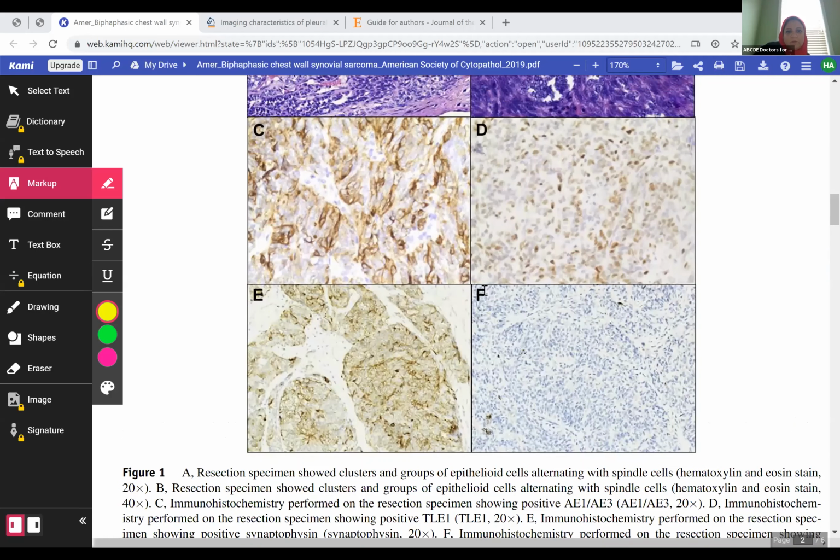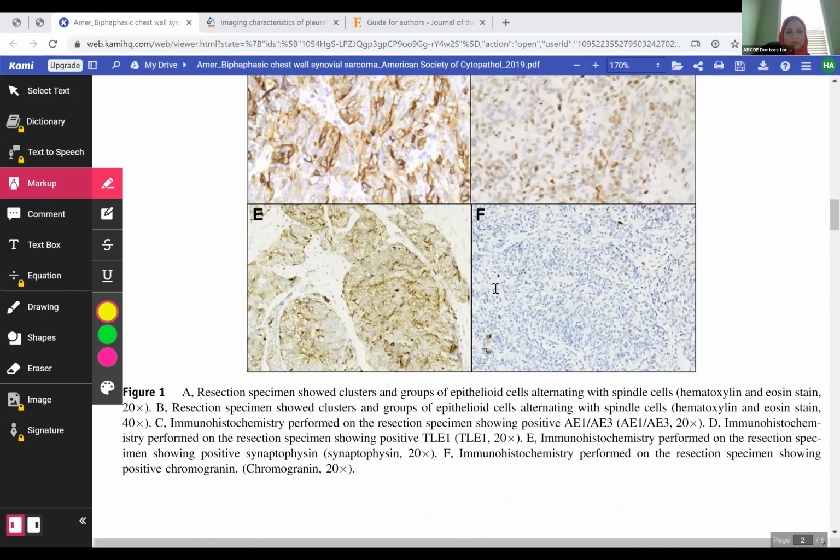What else? So, I'm sorry, I just got distracted. So, E and F. E is the positive synaptophysin. F is, it should be negative chromogranin. So this is actually a typo. See, this is very interesting because not only is this edited by me, it's also edited by the journal, which is also edited by a whole lot of other people. So this is actually a typo. It should be negative.